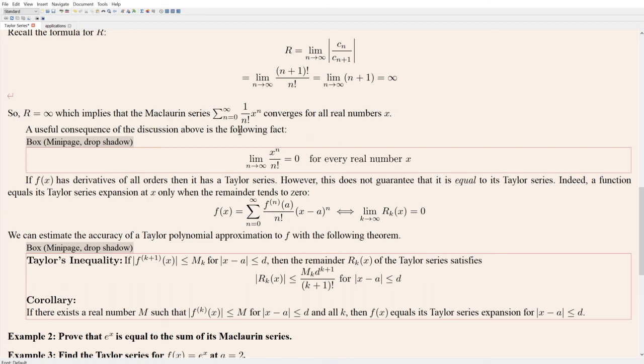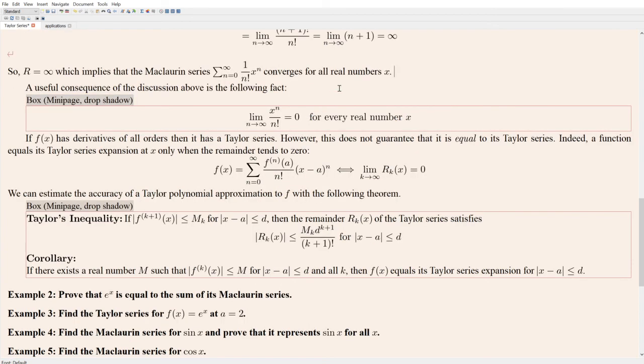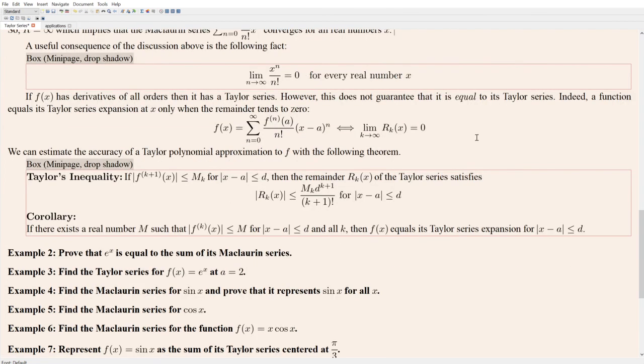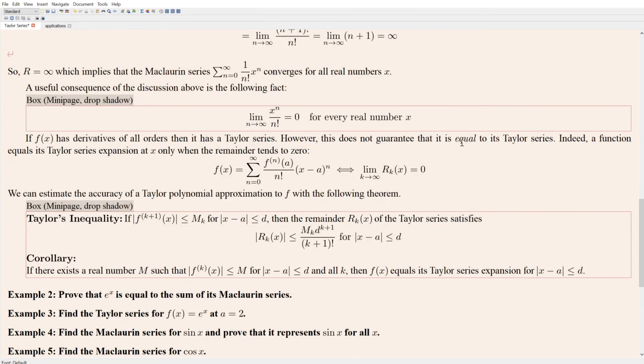Now, notice that because this series exists and it converges for all real numbers, the individual terms of the series must be going to 0. Remember, if a series converges, then the terms of the series have to be going to 0. If we isolate that fact, then we get this. That's an occasionally useful fact.